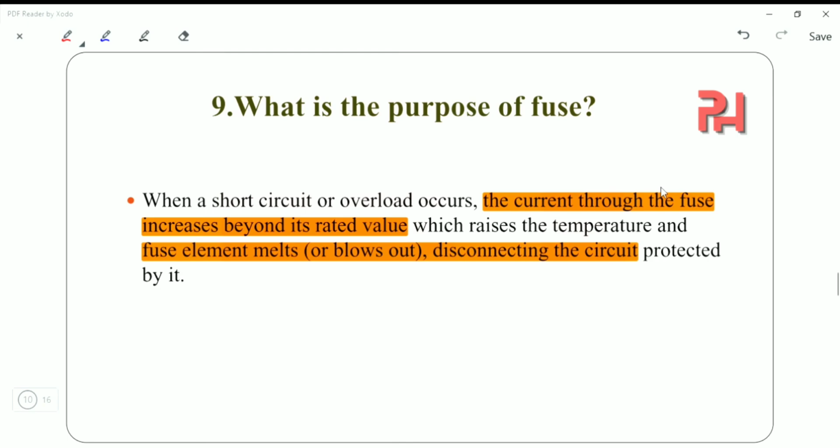Next is, what is the purpose of a fuse? Whenever a fault, like a short circuit or overload, occurs, the current flowing through the fuse will increase. When this current increases beyond the rated value, it will raise the temperature and melt the fuse element. Hence, this fuse element will disconnect the circuit protected by it. So basically, the fuse element acts as a protective device for the circuit connected to it.